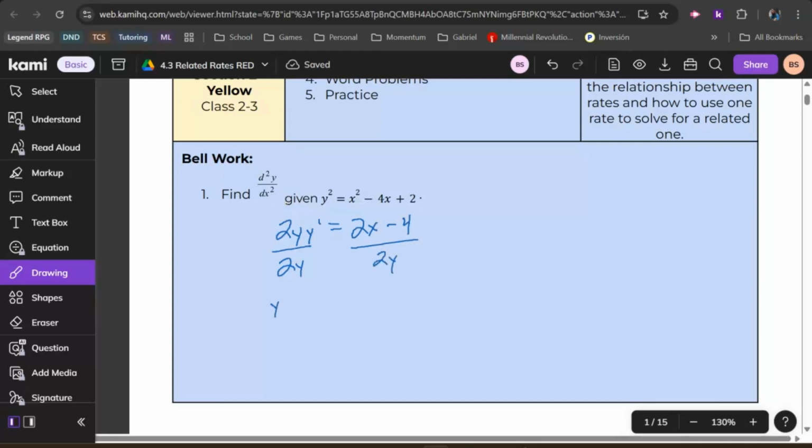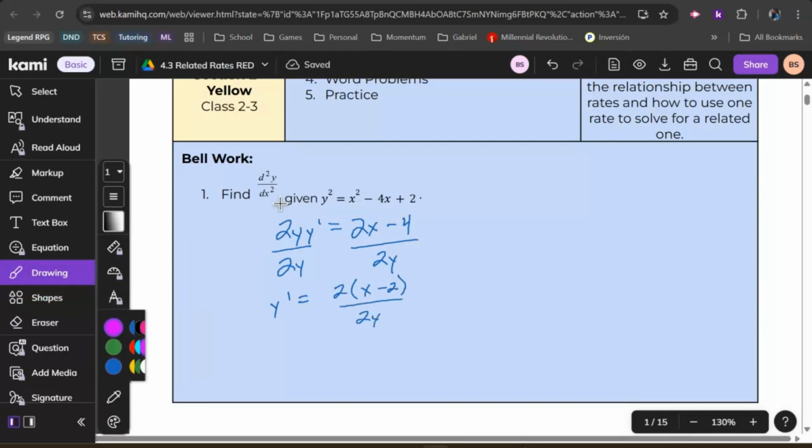Now, in order to solve it, we just have to divide everything by 2y. Now, when we do that, we can see that there's a common factor of 2 here. Just to make it very obvious, we'll rewrite it this way. And then we can see, yes, that 2 will indeed cancel. Now, from there, what we're going to do is take the second derivative. So we're just going to take the derivative of what we already have here. So y prime is x minus 2 over y, and we're going to take that derivative.